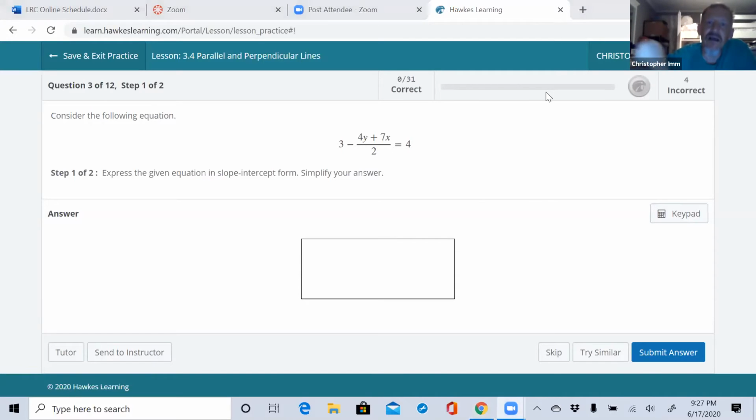So again, the best thing we can do here is just go ahead and multiply by that 2. Get rid of fractions. So if I multiply both sides by 2, that will allow me, down the road, to solve this for y. And that's really what I want to do, because I want to put this in slope-intercept form. So this is really the form that we're looking for. So if I multiply things by 2, I have 6.